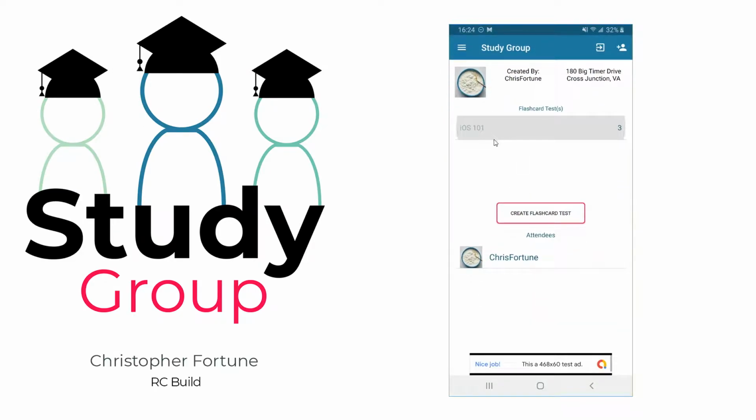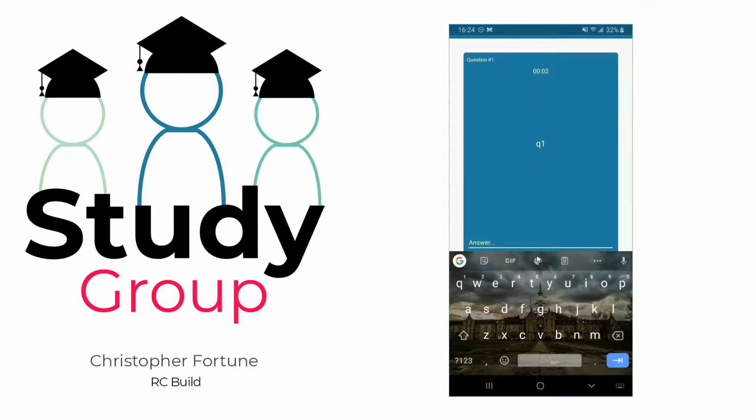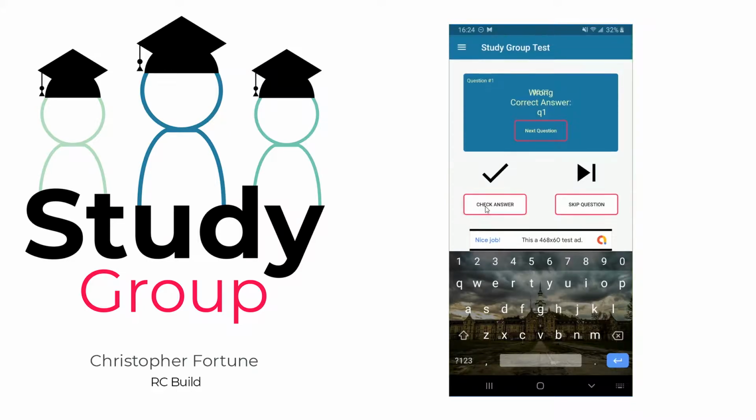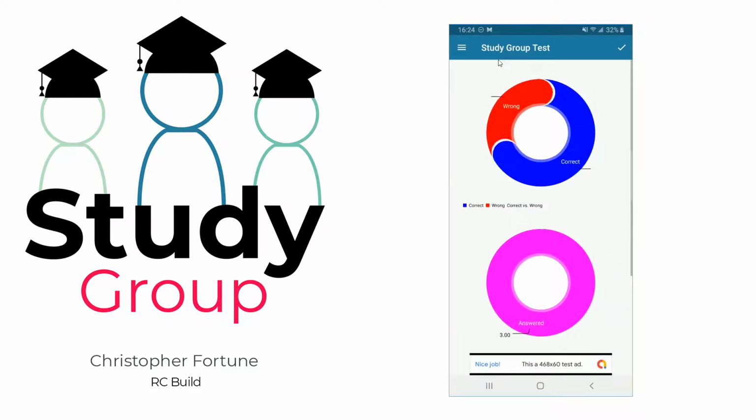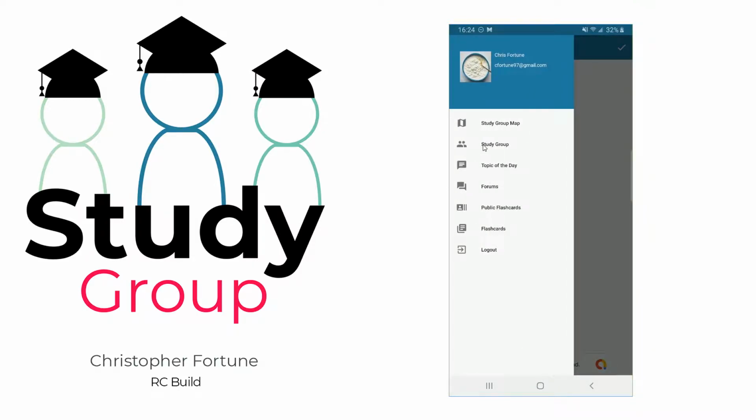If we go back to the study group here, and we take this test again, but this time if we take it to get 100%, so if we answer all these questions correctly, and then go here, check answer, say A2, check, A3, check, then they would be taken to the leaderboard here to display the leaderboard of the study group.